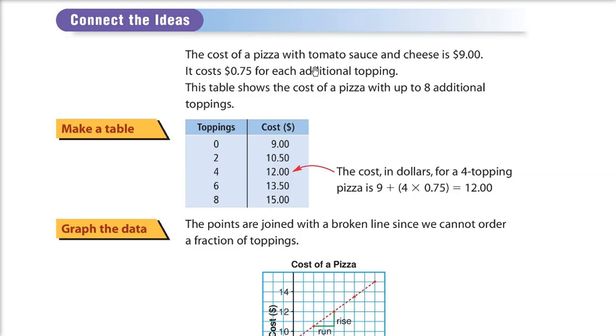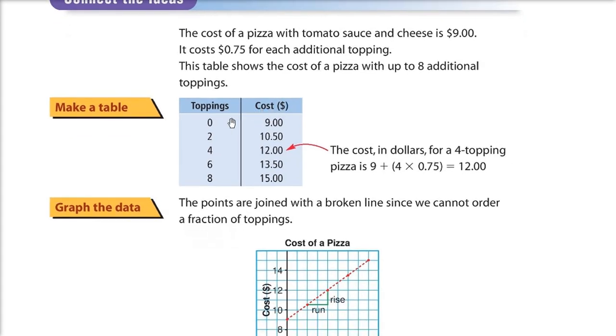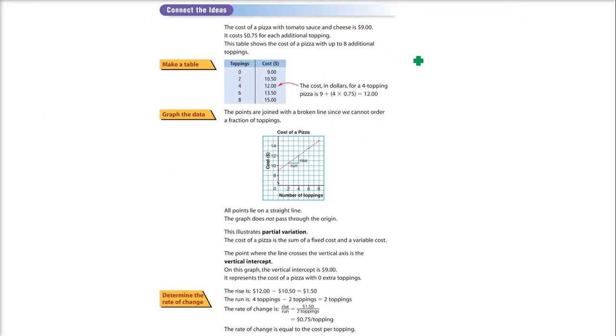The cost of a pizza with tomato sauce and cheese is $9. It costs 0.75 for each additional topping. This is the table showing the cost of pizza with up to 8 additional toppings. With 0 toppings, it is 9, and with 2 toppings, 10.50. So the cost in dollars for 4 toppings is given by 9 plus 4 times the cost of 1 topping. Let me show you.